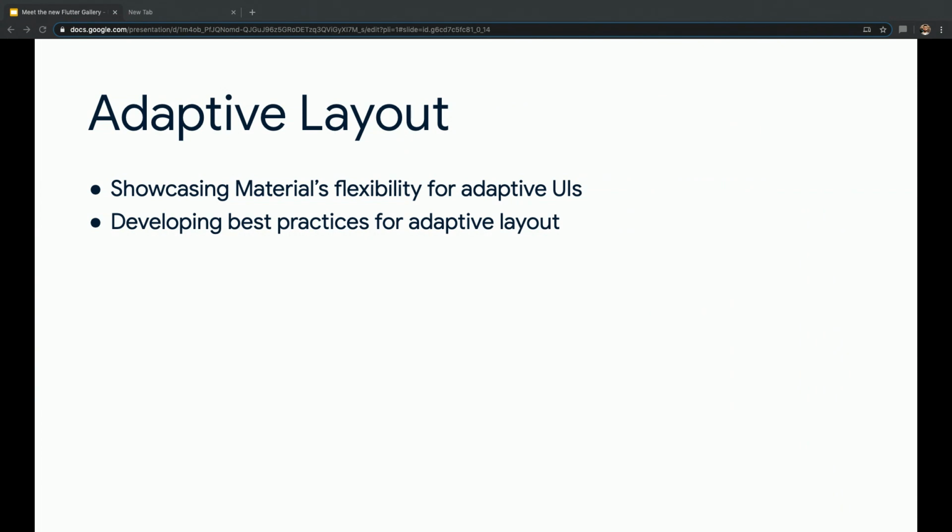So let's talk a little bit about adaptive layout and how we went about that. We wanted to showcase Material's flexibility for adaptive UIs. Additionally, we recognized that there are many tutorials online, YouTube videos, and Medium articles about how to build a responsive Flutter app. While many of those are great, we also wanted to put our voice out there too and showcase what we think are best practices. You don't necessarily have to agree with them, but they're out there for the world to see.